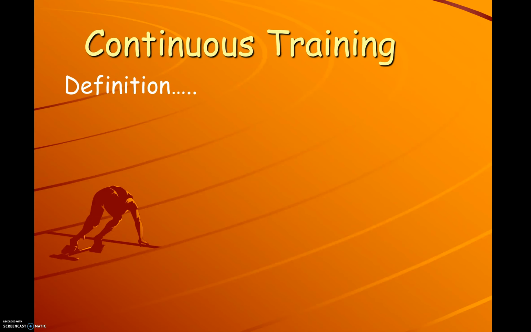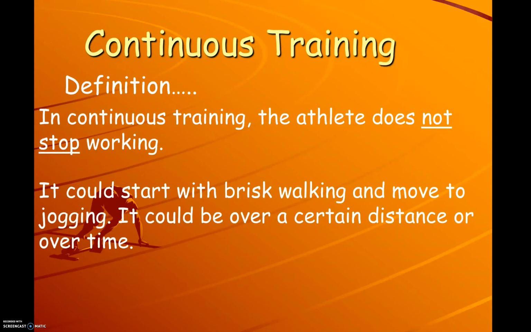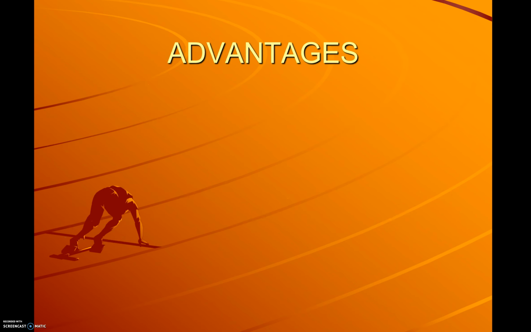All right, so moving on to continuous training. Definition: as it sounds, continuous training is an activity where the athlete does not actually stop working. If we're looking at a high intensity activity, we wouldn't be able to do high intensity continuous training, because there would be a period where you'd have to lower that intensity. So we're looking at sub-maximal intensity training. It could start with a brisk walk and move to a jog. It could be over a certain distance or a certain time.